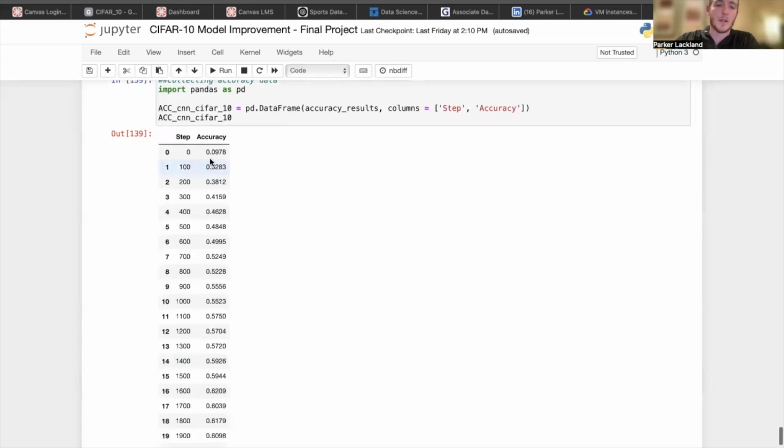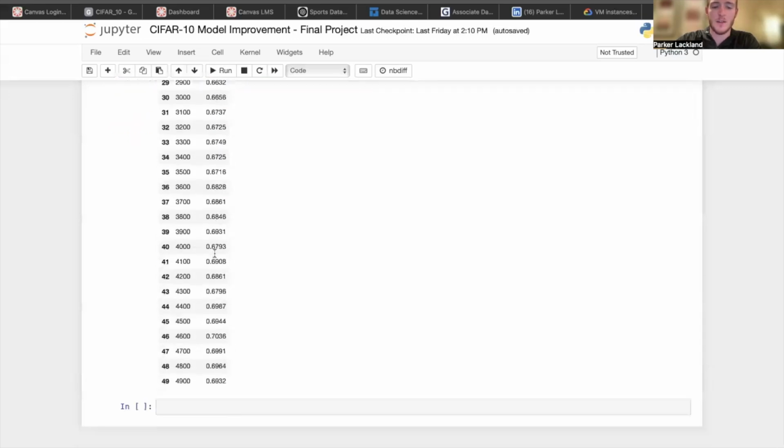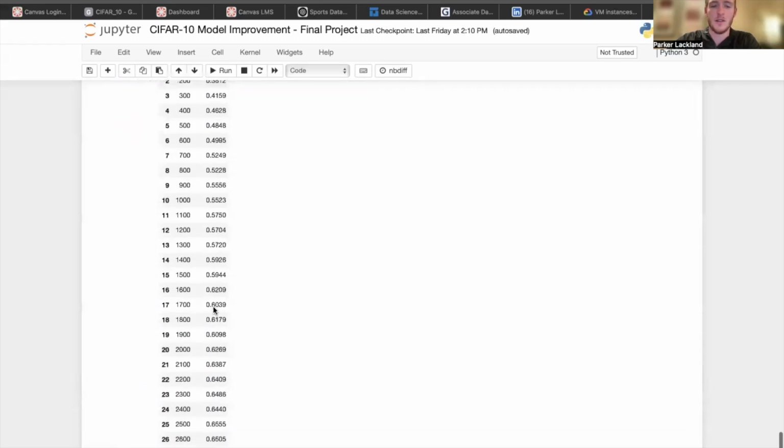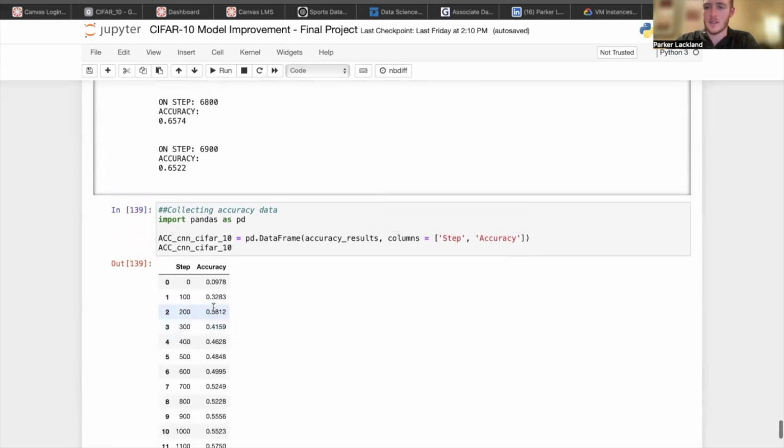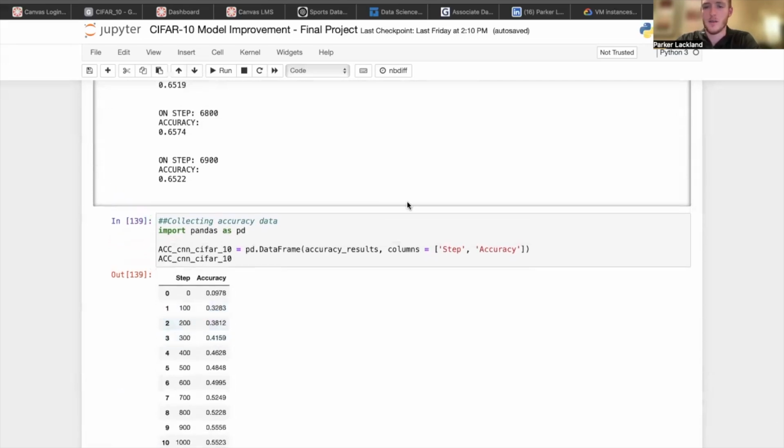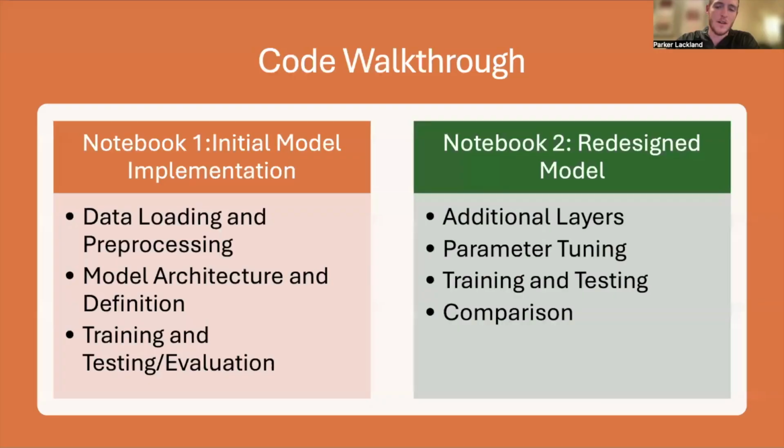So here again, we just put those accuracy metrics into a pandas data frame, and it shows you that you're about at that 68, 67, 66% range for our accuracy. So I will go back now to our PowerPoint presentation and finish up.